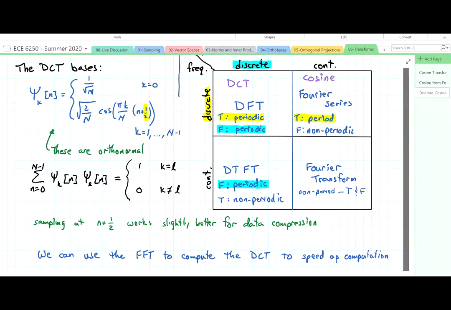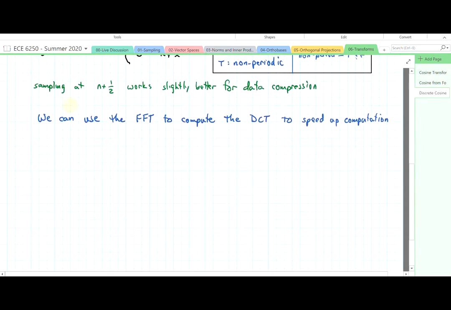So that's going to be one of the homework assignments, and next we'll talk about the two-dimensional DCT, or we'll start with the two-dimensional cosine transform and then go to the two-dimensional DCT.